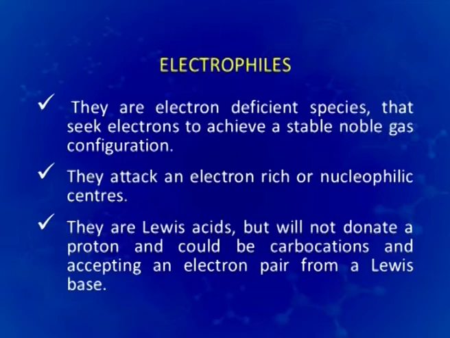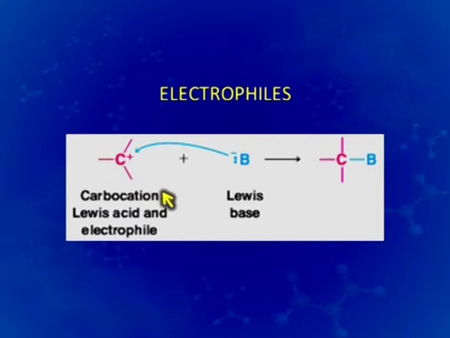These sound a little complex, but all of these terms are interrelated, as we shall see when we compare a nucleophile with an electrophile, or a nucleophile with a Lewis base, or an electrophile with a Lewis acid, or vice versa. As we can see in this particular reaction, a carbocation, which is a Lewis acid and electrophile, is attacked by a Lewis base, or otherwise a nucleophile, which is an electron rich species that will attack this positive center and form a bond.